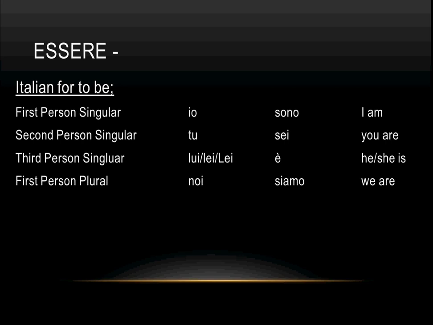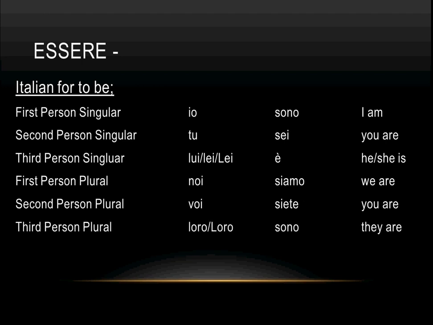Noi siamo, we are. Voi siete, you are. Loro sono, they are. Okay, so you can see we have 5 different words. We have sono, sei, è, siamo, siete, but they're all forms of the verb essere. They have merely been changed or modified to work with the various pronouns. Io, tu, lui, lei, noi, voi, and loro. Works the same way as it does in English. It's just a different verb with different forms.